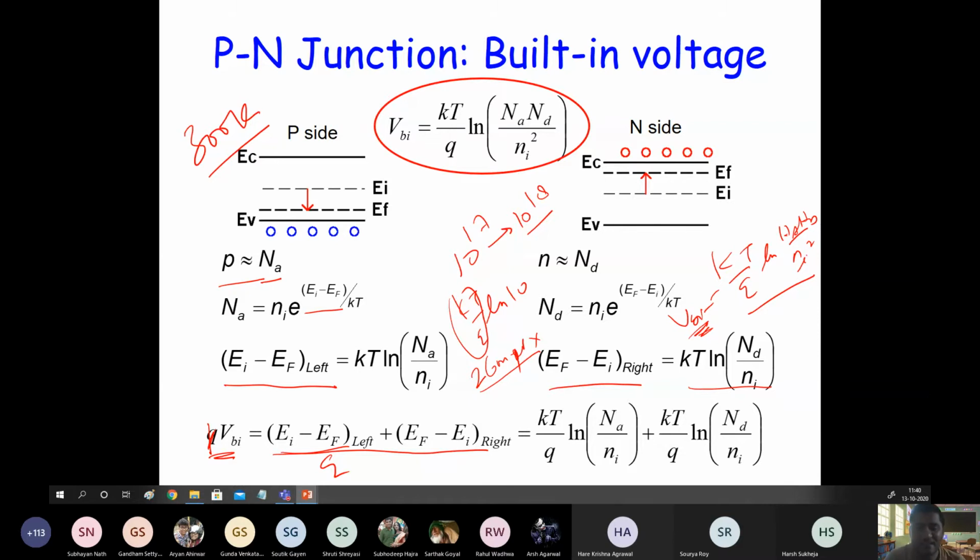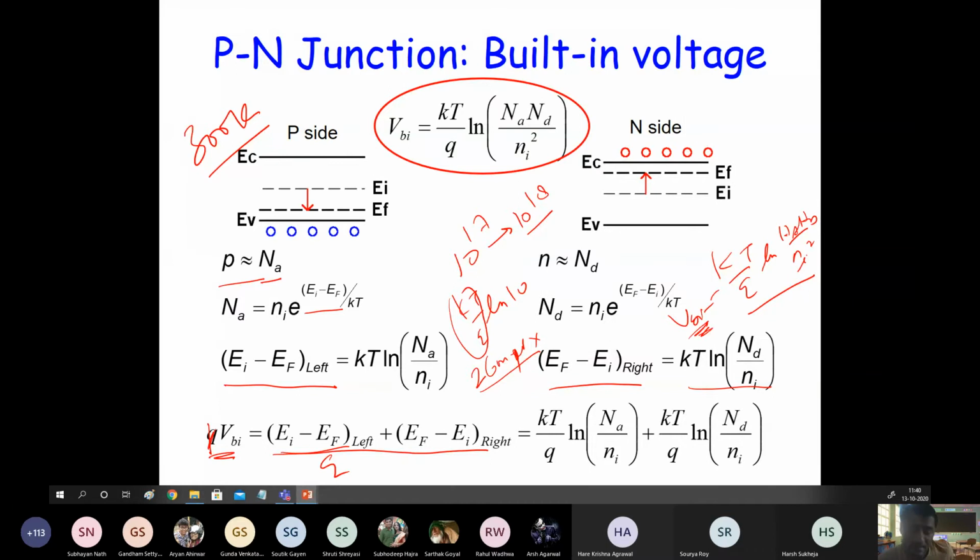If you change the carrier concentration by an order of magnitude, a multiplication factor of 10, your built-in potential will change by less than 0.1 volt, or around 50 to 70 millivolt. So that's why we assume that it is relatively stable around 0.6 or 0.7.